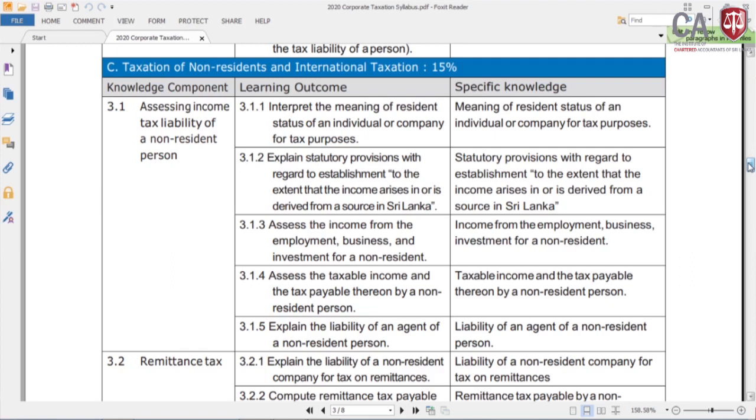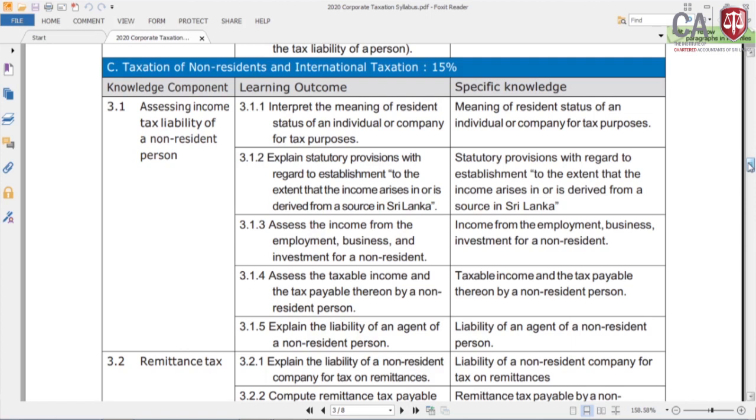Then what are the learning outcomes you should know? In that, interpret the meaning of resident status of an individual or a company for tax purposes. First you know whether this company or this individual is resident or not.